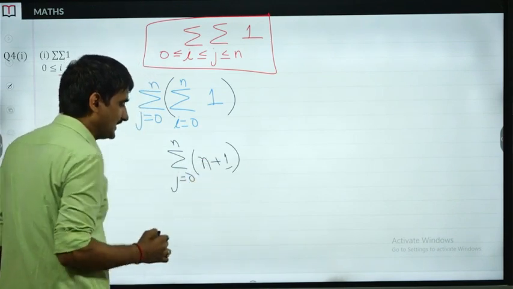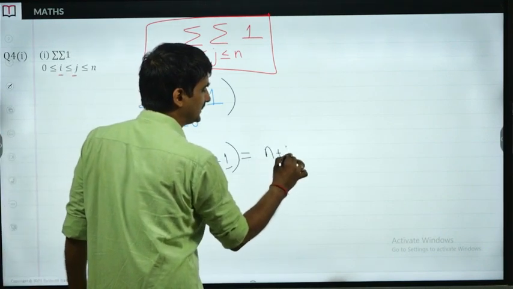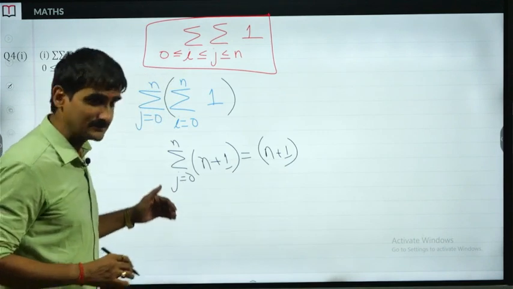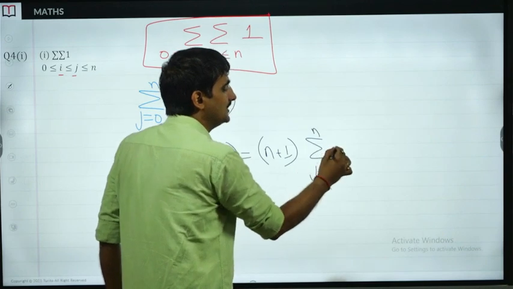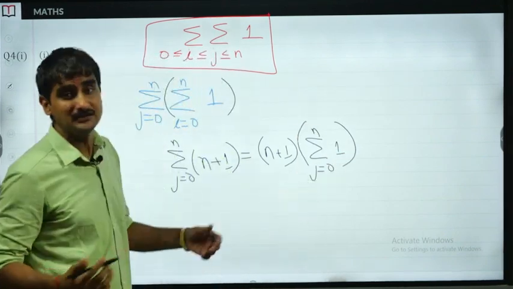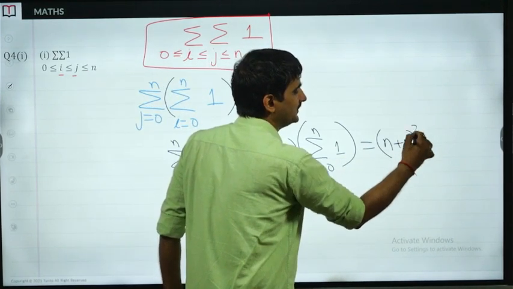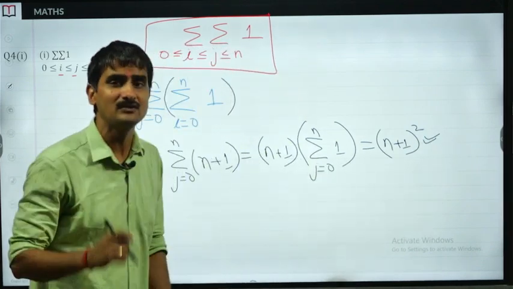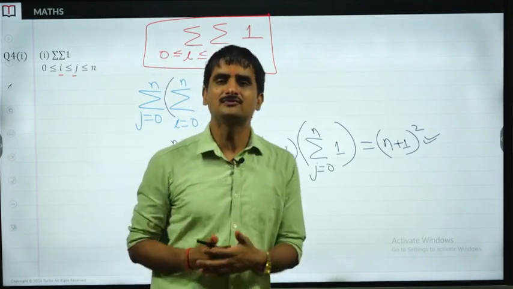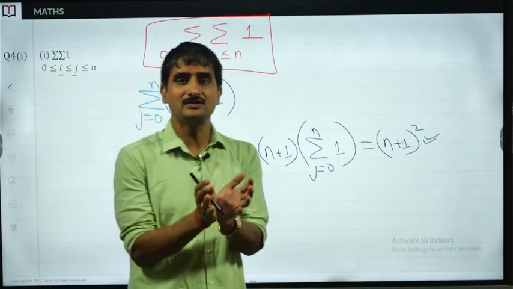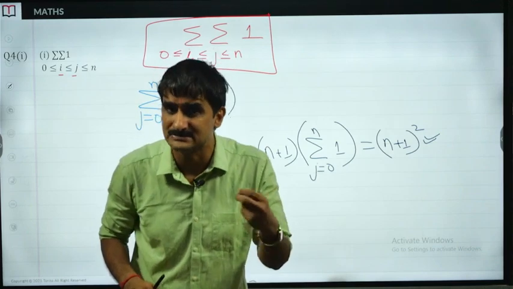Now since n plus 1 is a constant with respect to j, you will take it out here. So you took out n plus 1 and you got summation of j which goes from 0 to n of 1 again, and again it is nothing but n plus 1. So n plus 1 into n plus 1 is n plus 1 whole square. See, that's the method we can follow whenever there is no relation between these two variables of the double summation.